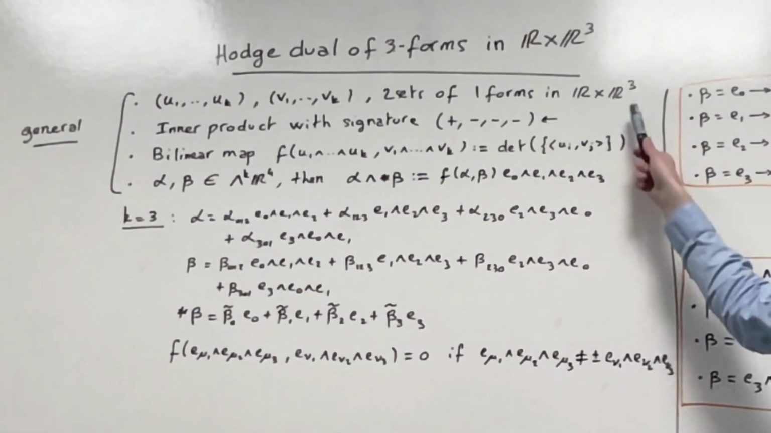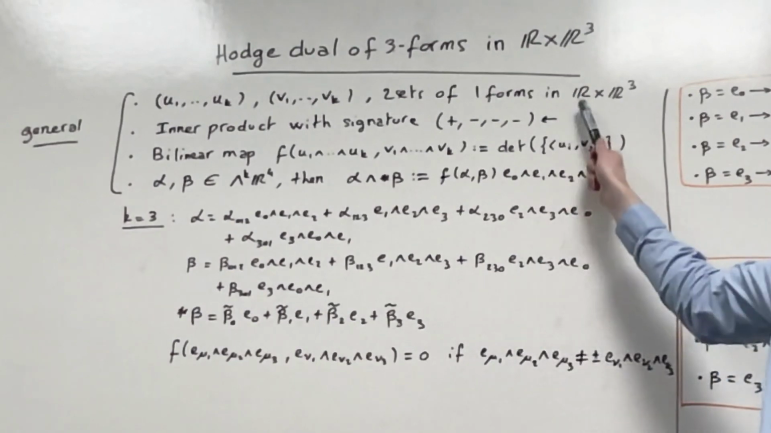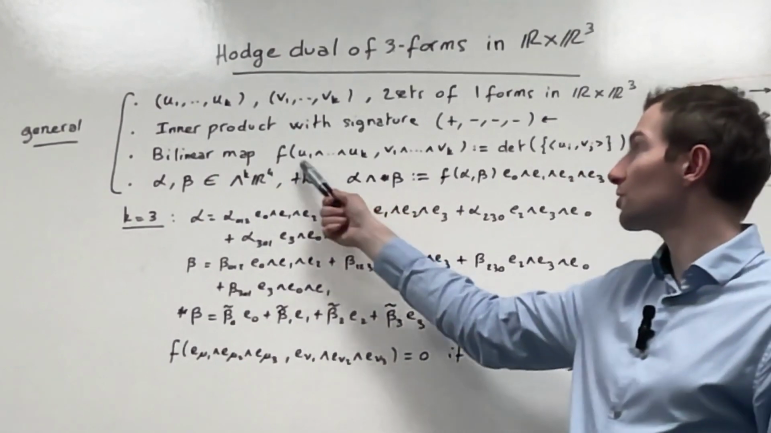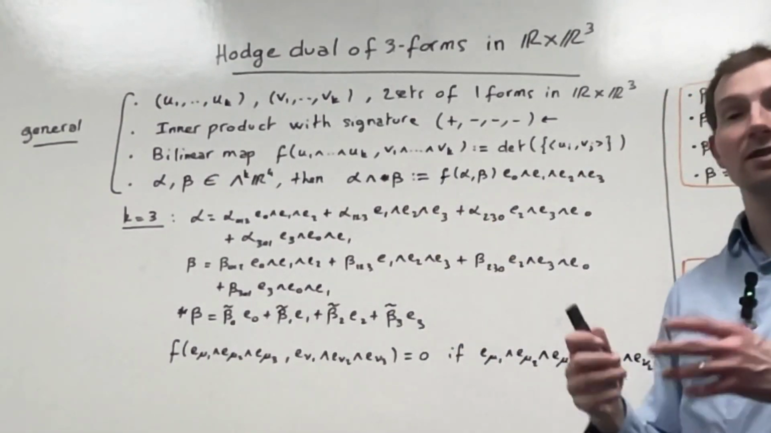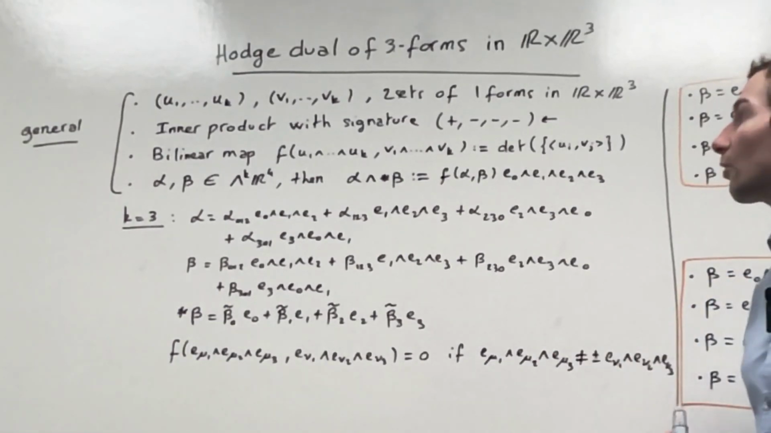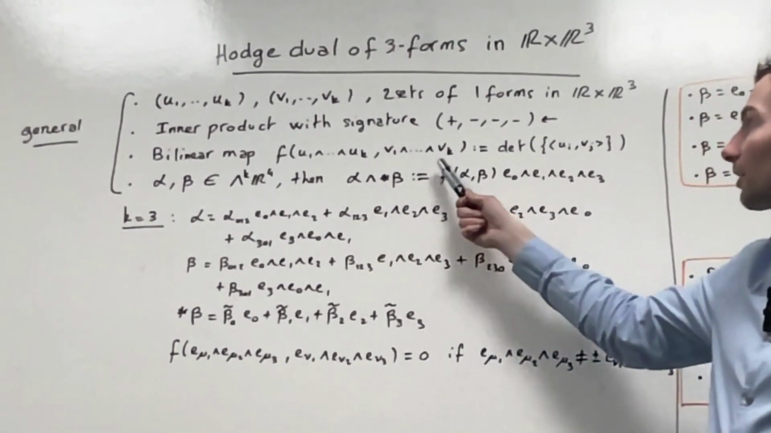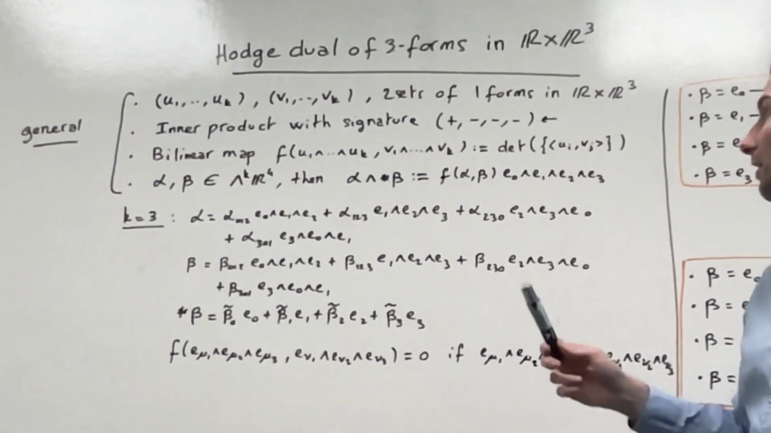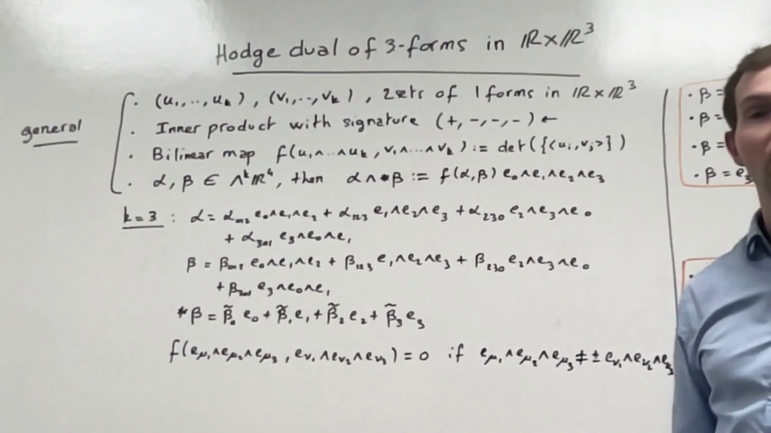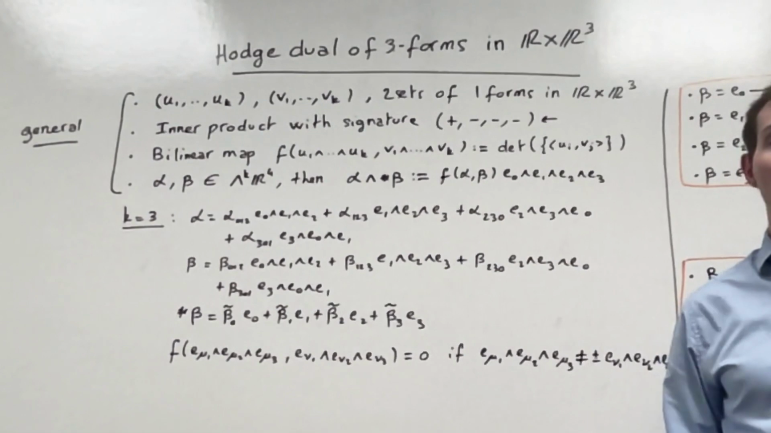But otherwise, here we simply use this particular signature in the vector space R cross R3, and that's it. And importantly, we use this bilinear map in the vector space of the so-called k vectors or k forms, and from there we define the Hodge dual as being like this, returning a prefactor in front of the so-called canonical volume form or volume vector.